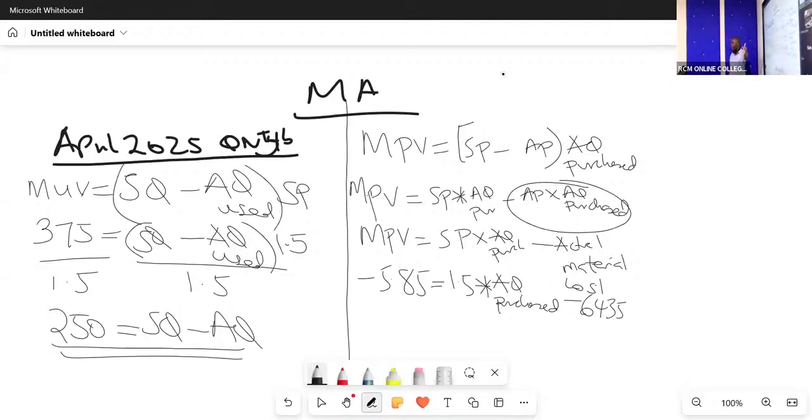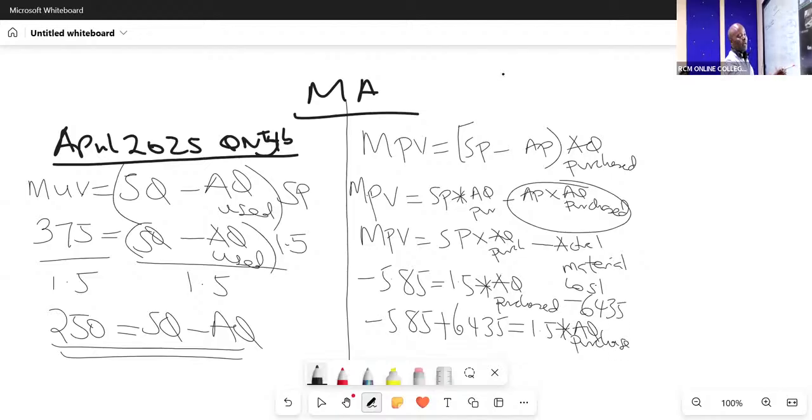Now I can easily evaluate the AQ. What shall I do? I will take this minus 6435 to the other side, so it will be minus 585. This other side is negative, here it becomes positive, isn't it? Equals 1.5 times AQ purchased.